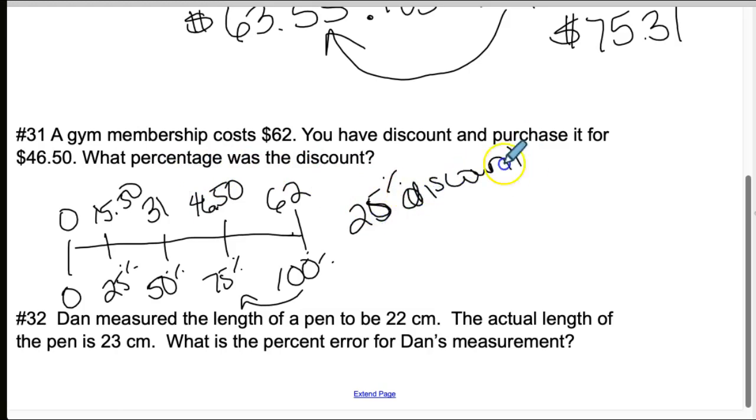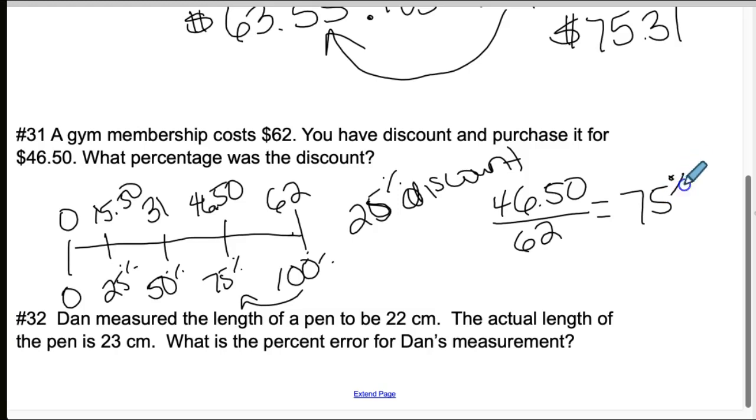If I wanted to do that as an equation, I would say $46.50 is what percent of $62? So 46.5 divided by 62 is 75%. That means $46.50 is 75% of it, so we took 25% off.